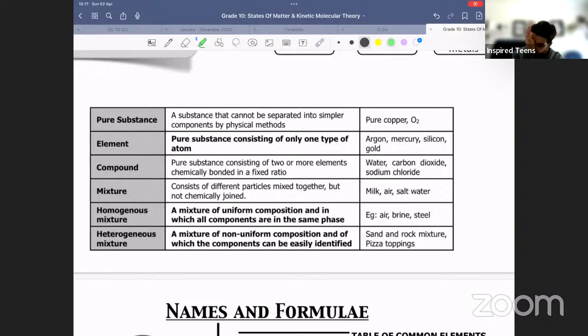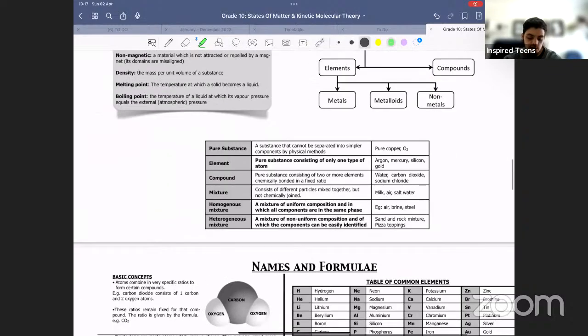Mixture, it consists of different particles mixed together, but not chemically joined. Like a salad. Examples: milk, air, salt water. Homogeneous mixture, a mixture of uniform composition in which all components are in the same phase. For example, air, brine, steel. Heterogeneous mixture, a mixture of non-uniform composition of which the components can be easily identified. For example, sand and rock mixture, pizza toppings. I think we get the gist of that.